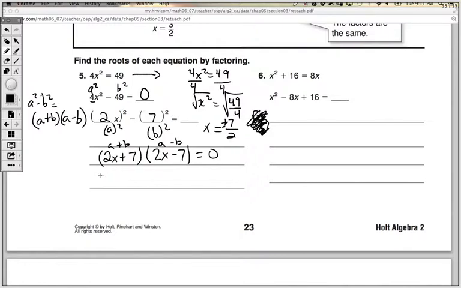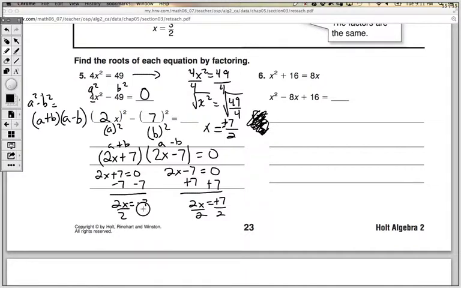Now, if I were to set each of these equal to 0, I'd have 2x plus 7 equals 0, 2x minus 7 equals 0, subtract 7, add 7. 2x equals negative 7, 2x equals positive 7. Hey, look at this. We're getting our plus or minus when we make 1s out of these 2s. There's a 1, there's a 1. x equals negative 7 over 2 or positive 7 over 2, like we did over here. So keep in mind, sometimes there's a faster way, but sometimes it also helps to see where those numbers come from in a different way too.